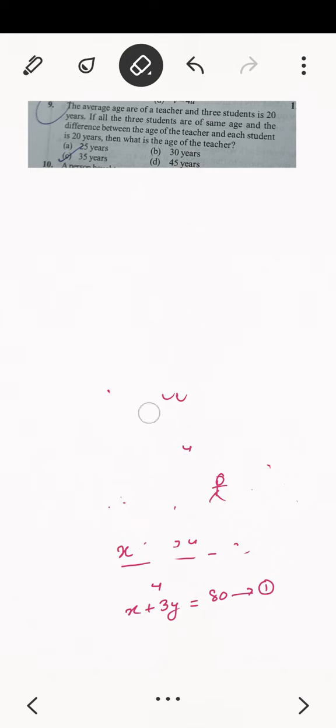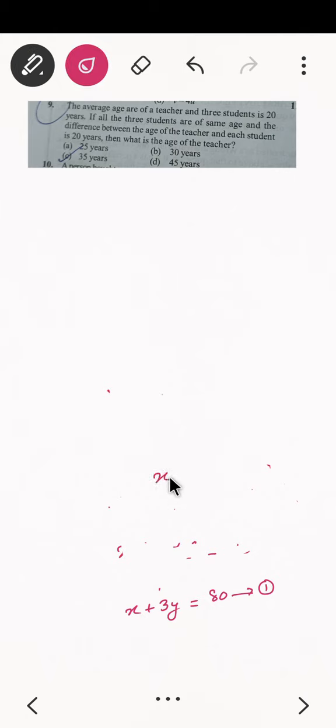Next, the difference between the age of the teacher and each student is 20 years. That means the age of the teacher is x, and the difference with each student is the same, so y is equal to 20. So x is equal to 20 plus y. This is equation number 2.